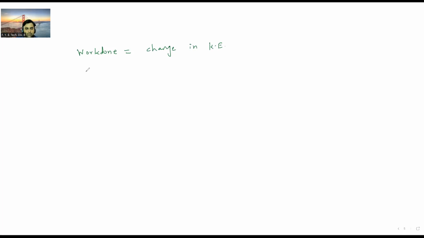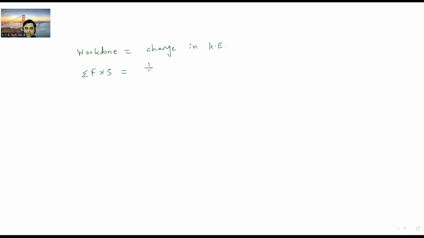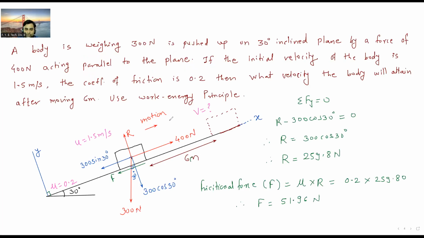So here work done is nothing but summation F into S, which is equal to change in kinetic energy. Single block is there, so for the single block, change in kinetic energy is half m (v square minus u square). Now we want to calculate the work done. The forces which are in the direction of the displacement, those we consider as positive. The forces which are in the opposite direction of the displacement, those we consider as negative. Now here, this is the direction of the motion, so this is the direction of the displacement also.